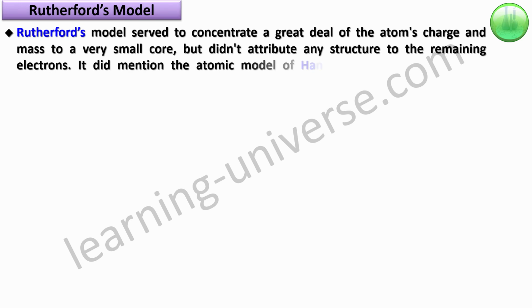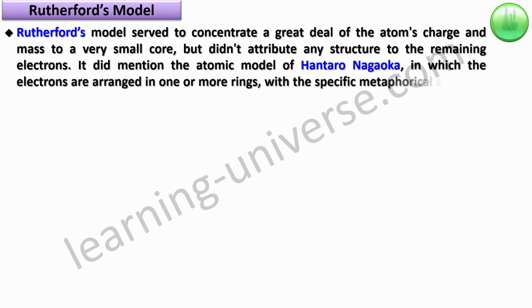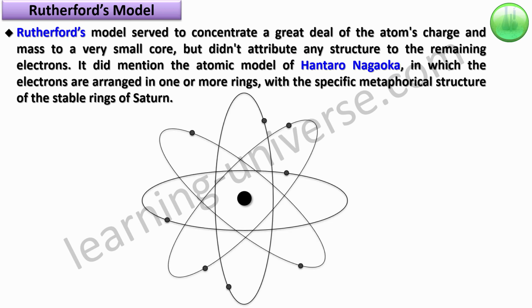It did mention the atomic model of Hantaro Nagaoka, in which the electrons are arranged in one or more rings with the specific metaphorical structure of the stable rings of Saturn. So he said electrons were moving in Saturn-like rings, and that is why whenever we talk about an atom, we generally get a picture like this, in which the electrons are moving, and they're all moving in different planes. Sometimes you might see they might collide, but they will not collide because they're all moving in different planes. So this is how an atom is expected.